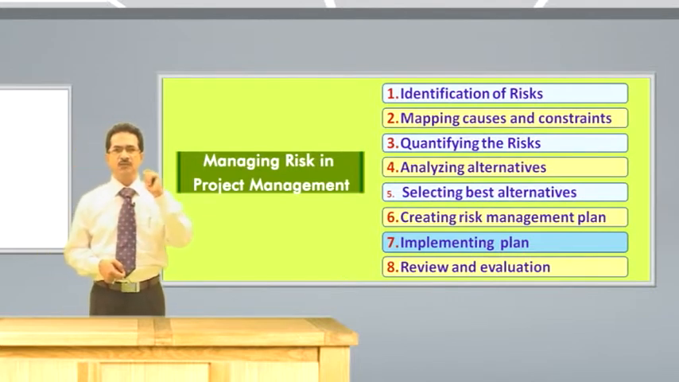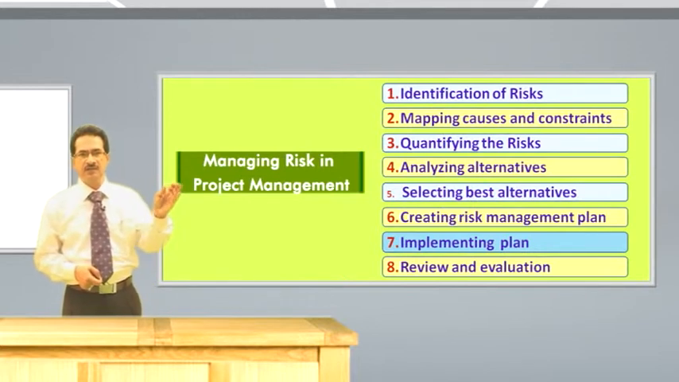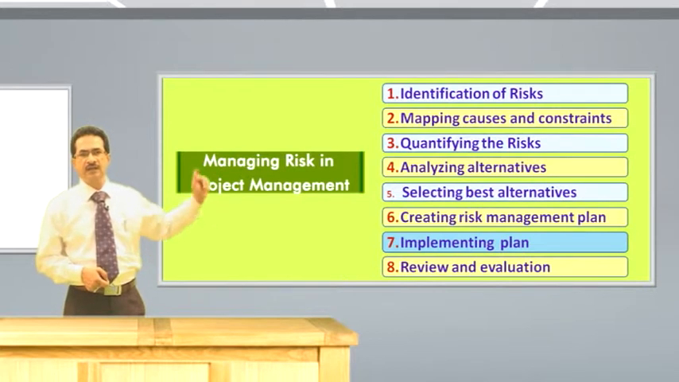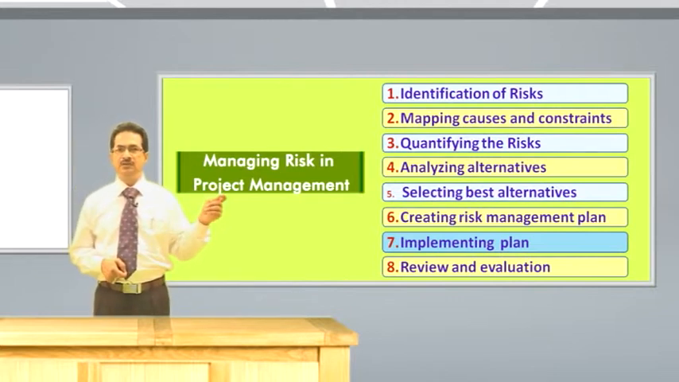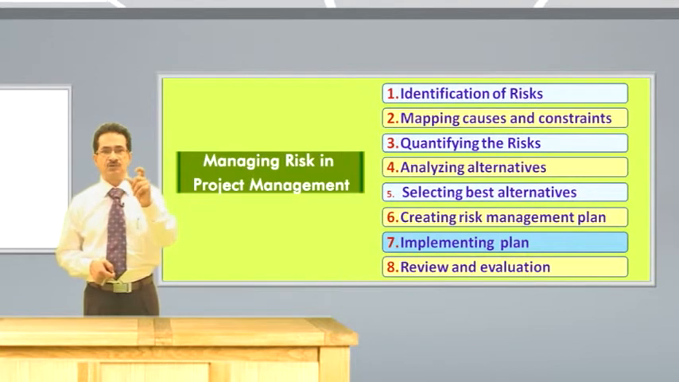Third is quantifying the risks. Fourth, analyzing alternatives. Fifth, selecting best alternative. Sixth, creating risk management plan. Seventh, implementing plan, and last one, review and evaluation. Now we will discuss only some tips on each of these steps.